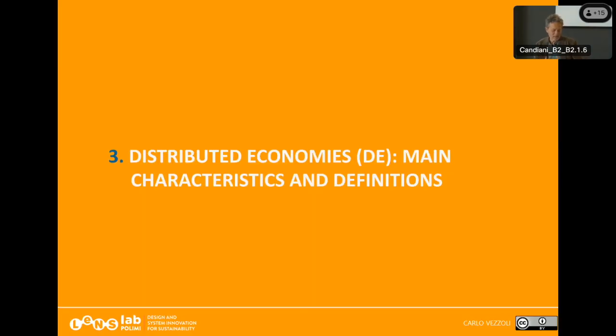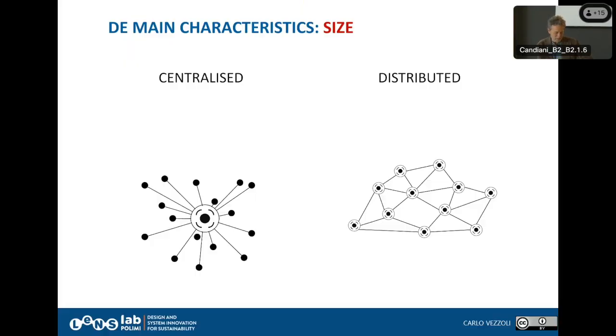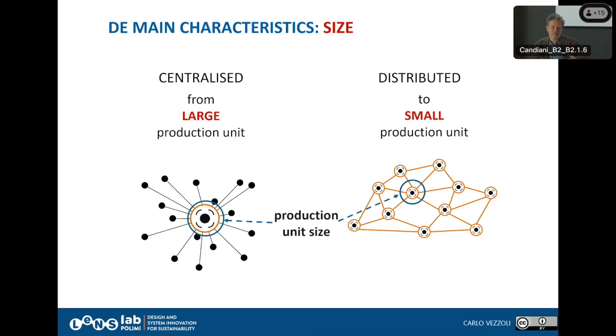Let's see what the main characteristics and definition of distributed economy are. The first thing is the size or the scale of the production unit. For example, we first saw a coal power plant, which is a centralized system, a very large production unit. In a distributed system, we move towards a small production unit.